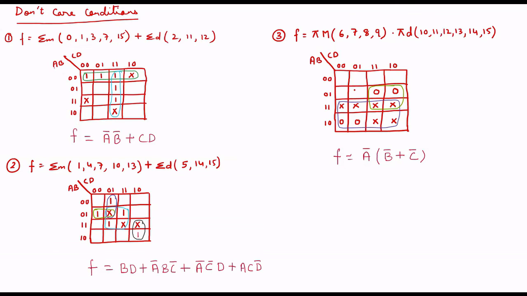Now these empty boxes you will fill with ones, not 0 over here, because it's a POS equation we will get, and this is the POS representation of the K-map. I hope the don't care condition is clear to you.